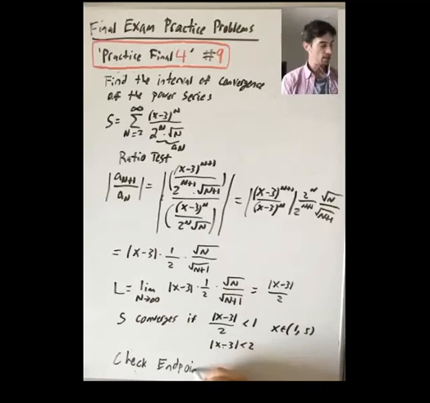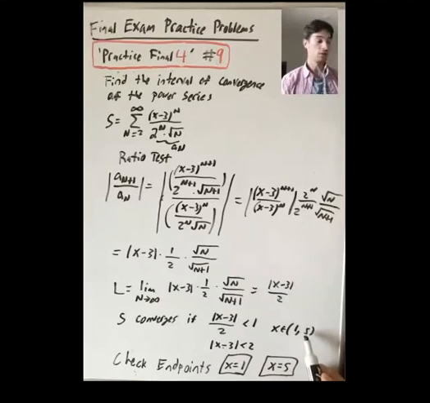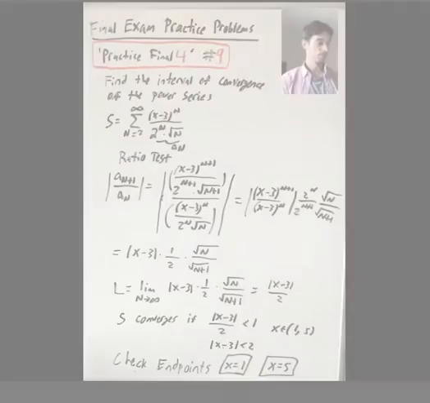So what do I mean, check the endpoints? These two values where L is equal to 1, that is, we'll plug in x equals 1 and see what series we get, and plug in x equals 5 and see what series we get, to see whether we should include these endpoints when we describe the interval of convergence. So I'll pause and erase, and then we'll finish up this problem.